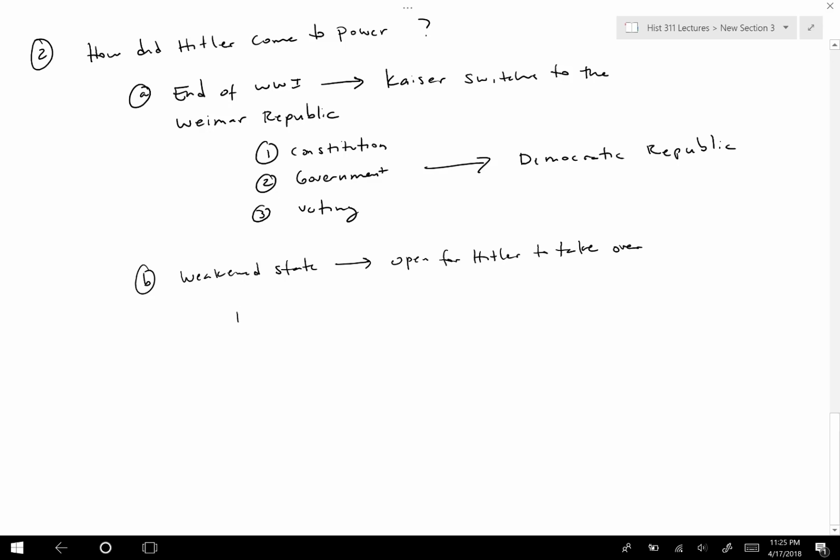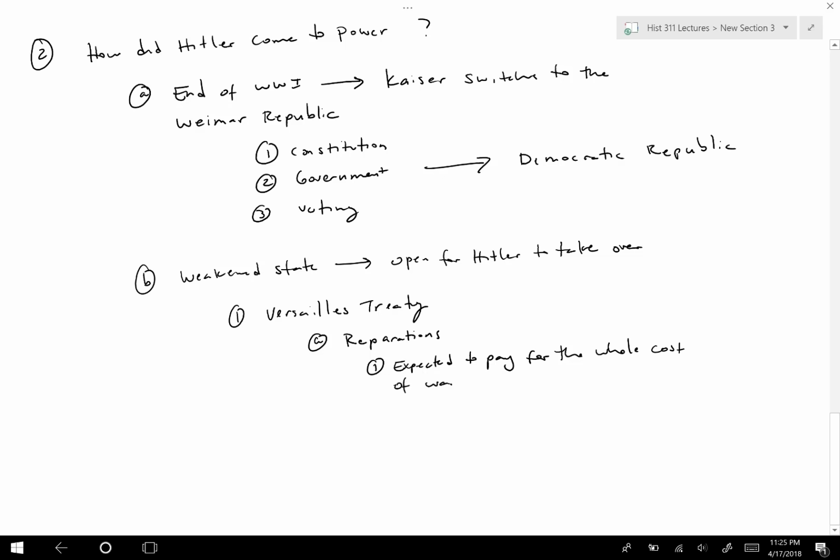So what were the problems? Well, the first was the Versailles Treaty. The Versailles Treaty had some really rough stipulations that are going to cause problems. We talked about this before at the end of World War One, but I'm not going to list all of them, just the top 4 that really played a role in allowing Hitler to take over by playing on Germans' sentiment and concerns and issues. The reparations was one, and this will lead to several things. They were expected to pay for the whole cost of war, which was just ridiculous.